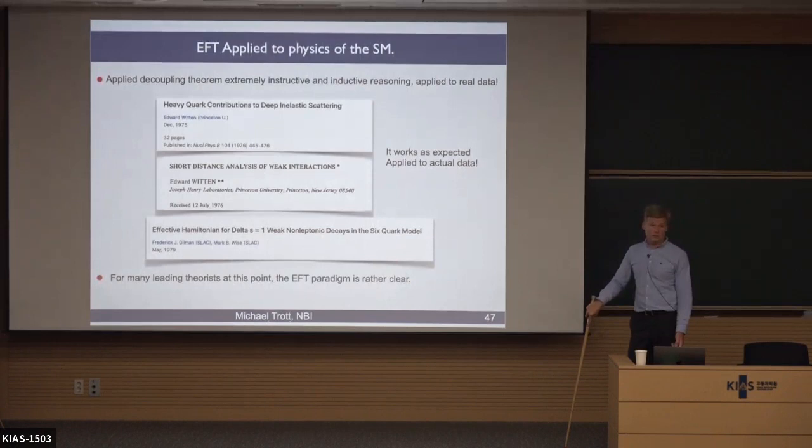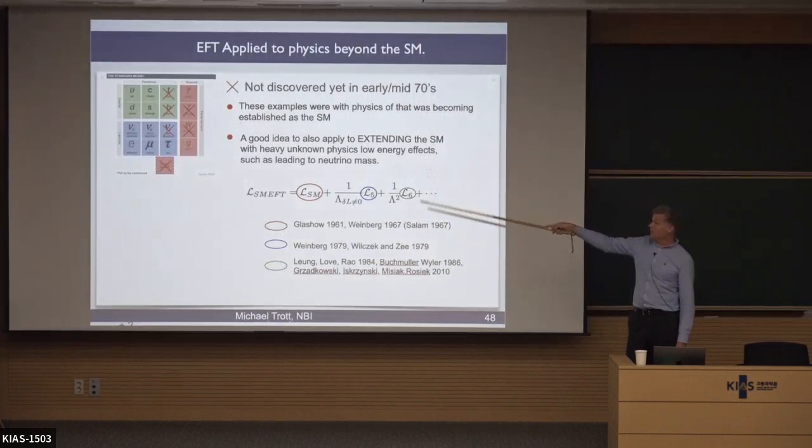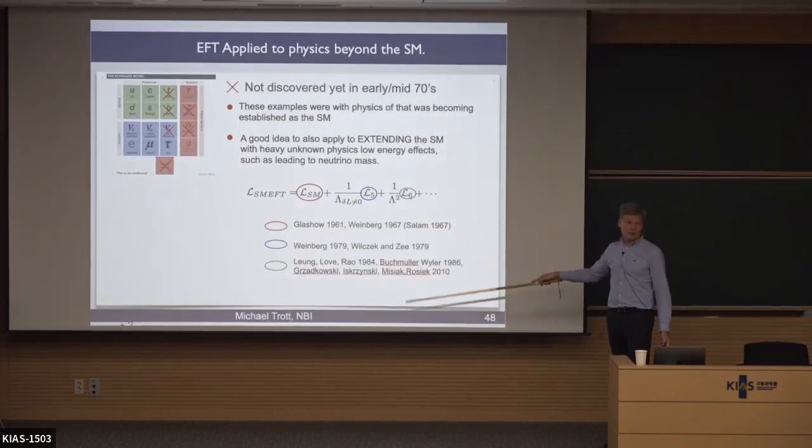This was actually kind of revolutionary when people did this at the time, because this was in the 70s, and you hadn't discovered any of those things explicitly that are crossed out on that diagram. They were using those techniques to indirectly infer the presence of those states and see what they would do to perturb the results they were calculating compared to experiment. And it worked. Nowadays, we're doing the same thing, but with heavier states that we haven't found, which we speculate are around, and we capture them in terms of these higher dimensional operator effects.